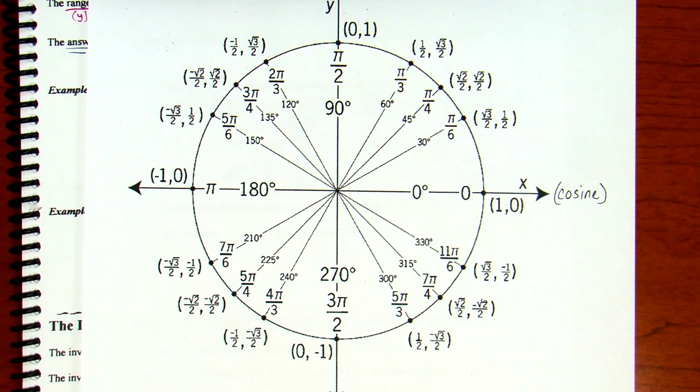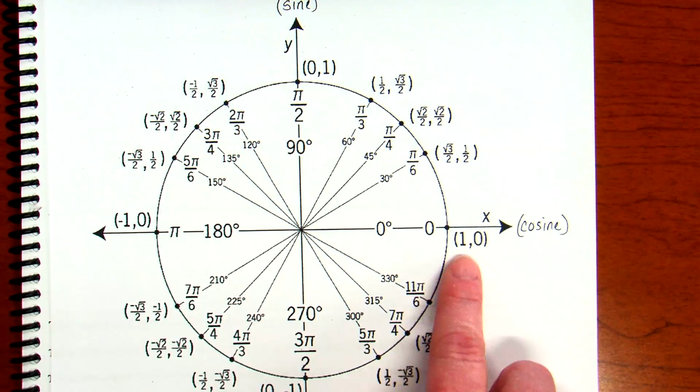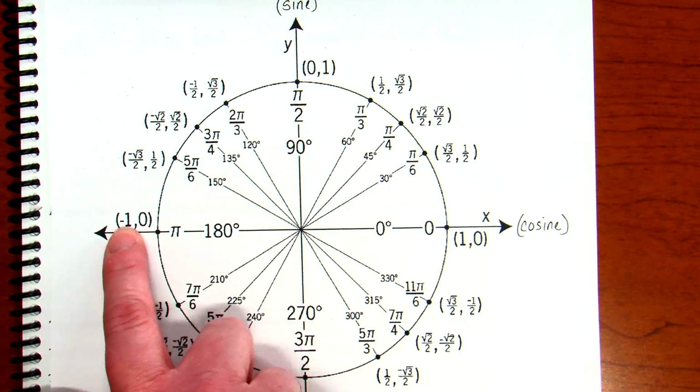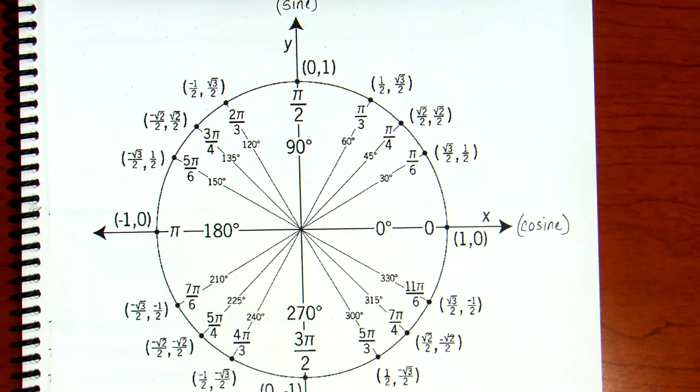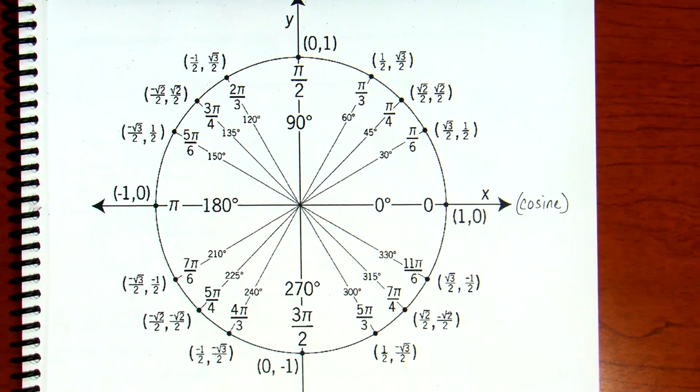Remember, an ordered pair is cosine, sine. I had it written on here, but I've got too many unit circles laying around up here. An ordered pair is cosine, sine. What was I looking for? When does sine equal negative 1?